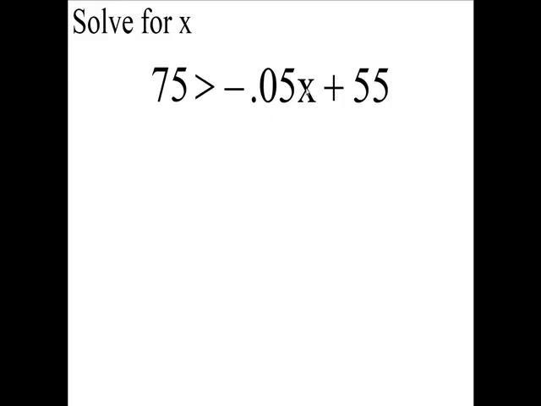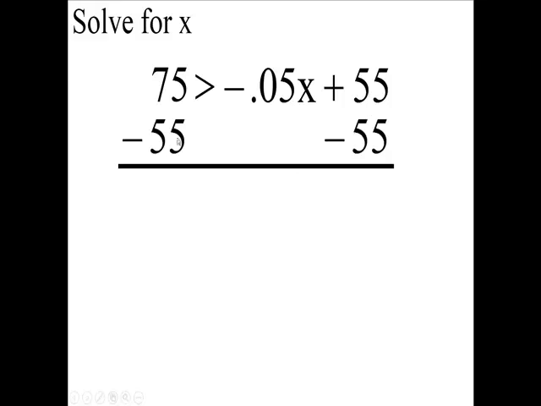Then what number is right next to the x? Well, the 55 is, okay? So that's the number we're going to get rid of first. And I'm going to do that by subtracting 55 from both sides of the inequality. That's going to give me 20 over here, okay? And you're going to have to bring down the greater than sign and the negative 0.05, all right?